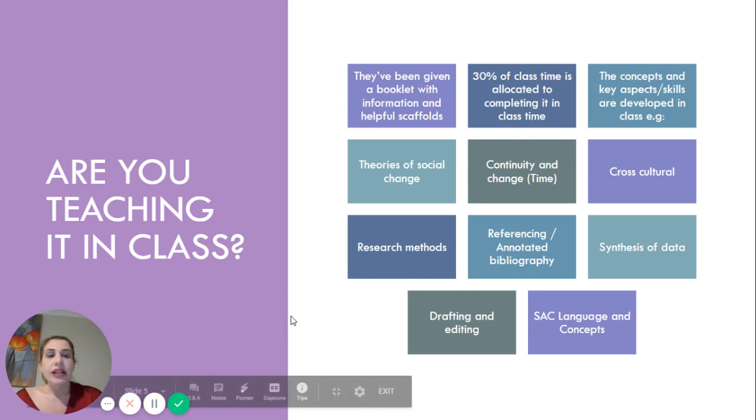And they're really editing in terms of, have I got this synthesis of data from the very beginning? Have I got my SAC language in there? As well as the grammar and punctuation. So they're going back and just asking themselves those first questions I suggested that you could be asking them.